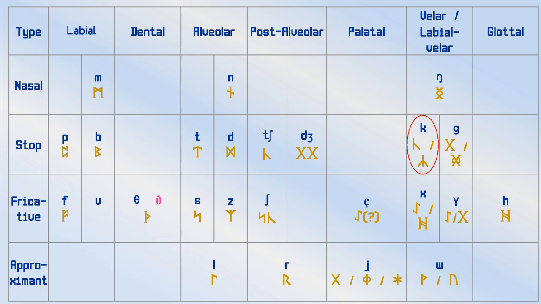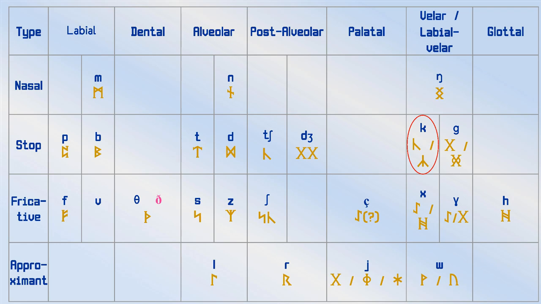Before dealing with the other pair, let's address k. Despite chen being the original rune to make this sound, a split caused it to also be used for ch. Consequently, where k needed to be distinctly denoted, a mirrored bind rune was used instead. That bind rune, calc, was later incorporated into the Anglo-Saxon futhorc as a full rune in its own right.